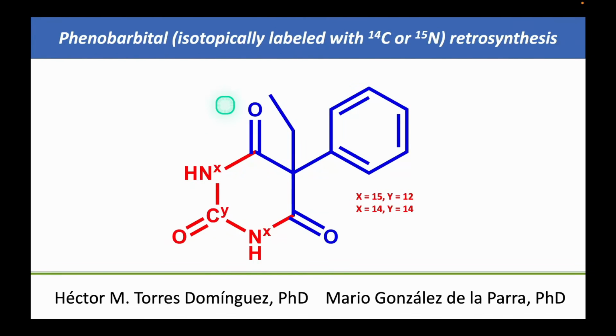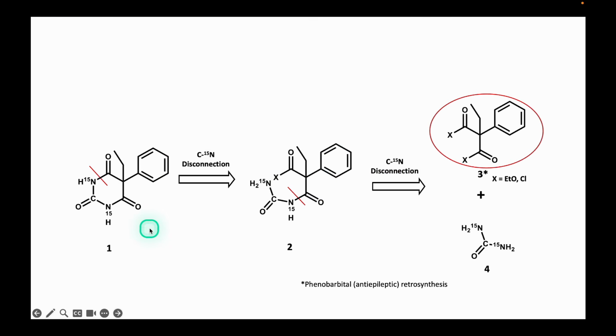Hello! In this video, we present the retrosynthesis of phenobarbital, isotopically labeled with carbon-14 or nitrogen-15, useful in the research of the pharmacology of this antiepileptic drug. Phenobarbital labeled with nitrogen-15 presents an endocyclic urea substructure, which can be considered as a retron.